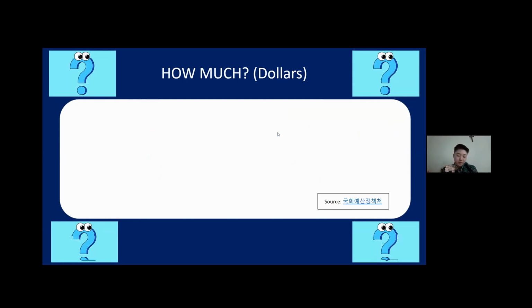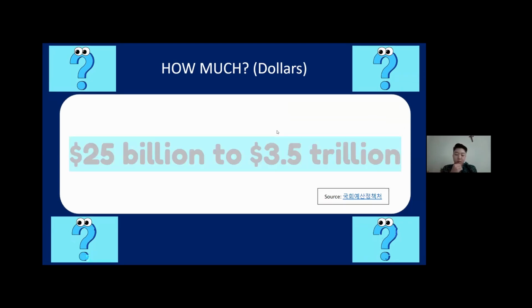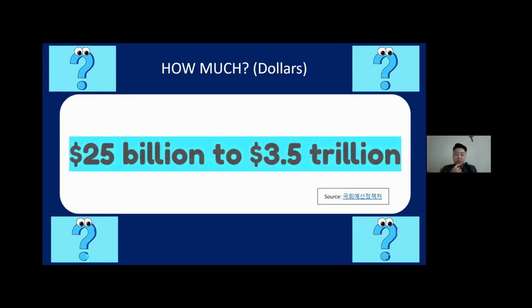All right, so this is a study, right? This is from the Korean National Budget Office. It's called the 국회예산정책처, and it's a huge margin, right? $25 billion to a whopping $3.5 trillion. That's weird, right? Why is that? Well, the problem is that even with this huge price estimate range, there are so many factors that go into reunification. It's not that simple.